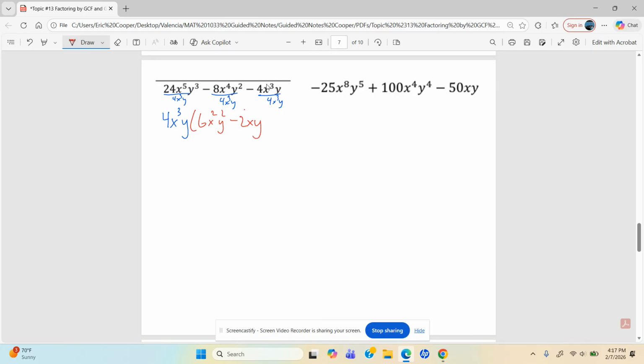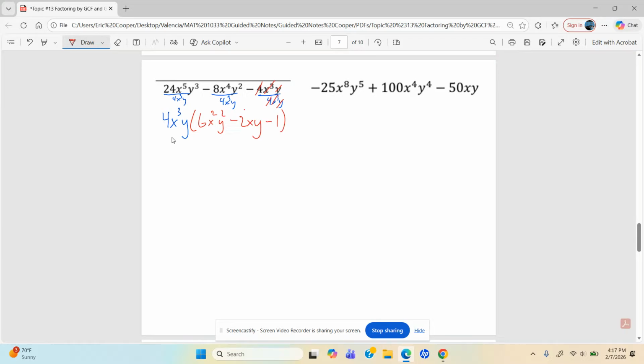Now, interesting here, if you look, I have the exact same thing on the top and the bottom. The 4's are going to cancel, the x^3 is going to cancel, and the y is going to cancel. So think back to division. When something divides by itself, it becomes 1, and that's what's going to happen here. We're going to have to put a negative 1 as our placeholder. It's negative because of the minus sign, and everything canceled, so we have 1.